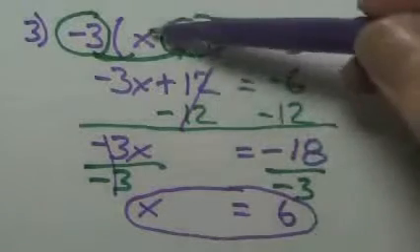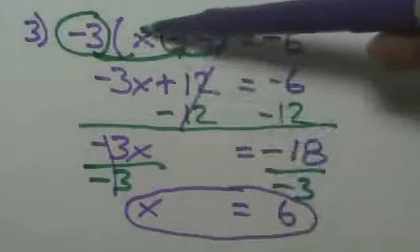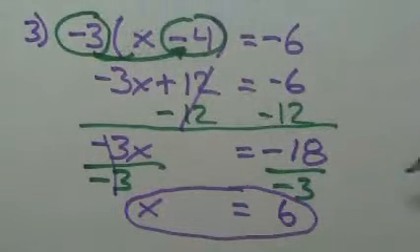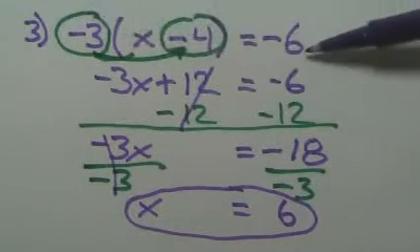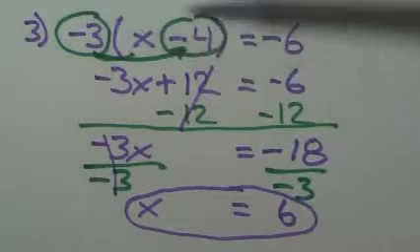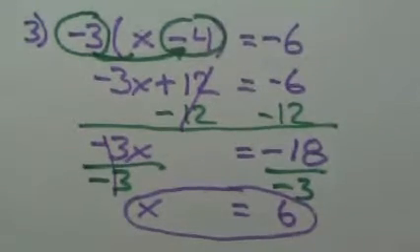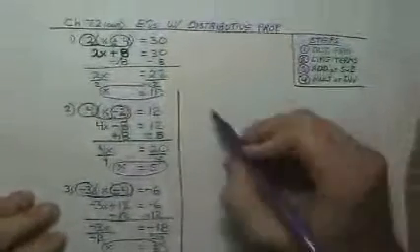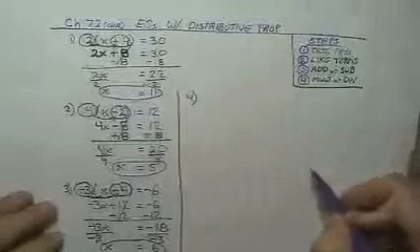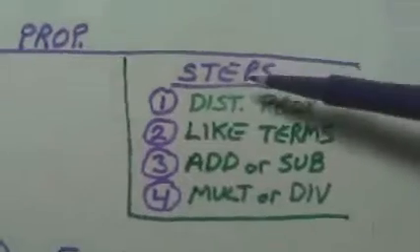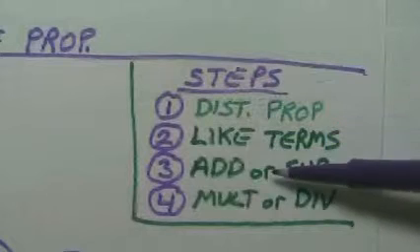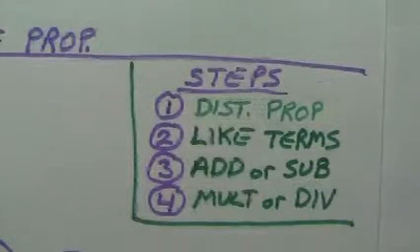And you can plug that in if you wish. That would give us 6 minus 4 is 2. 2 times negative 3 is negative 6. It works. The left side will equal the right side if I put a 6 in there for x. Okay, 2 more examples. I'm just going to make a new column. For the next example, we're going to go ahead and use all these steps: distributive property, like terms, add or subtract, multiply, divide.